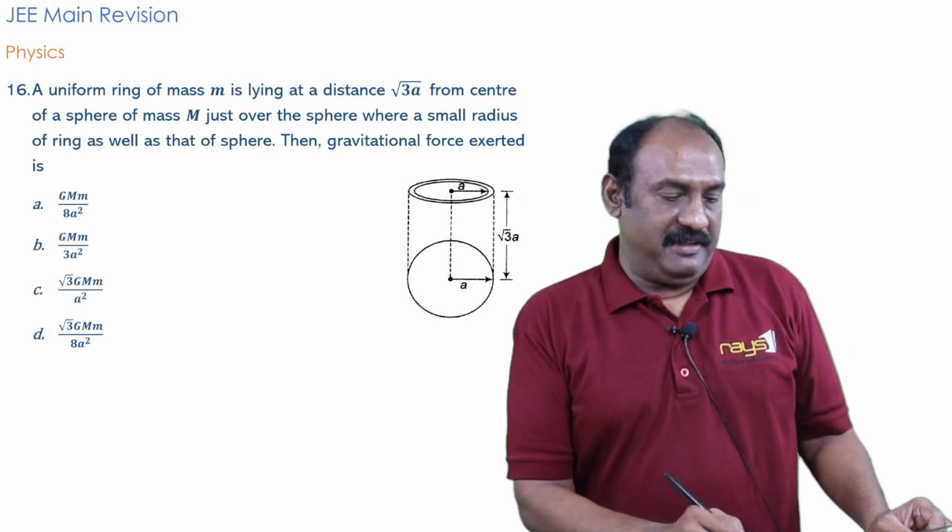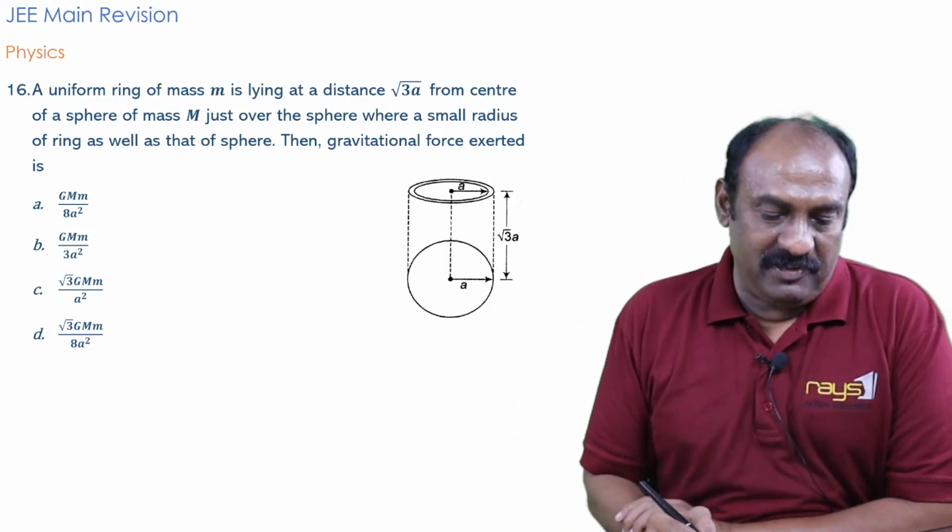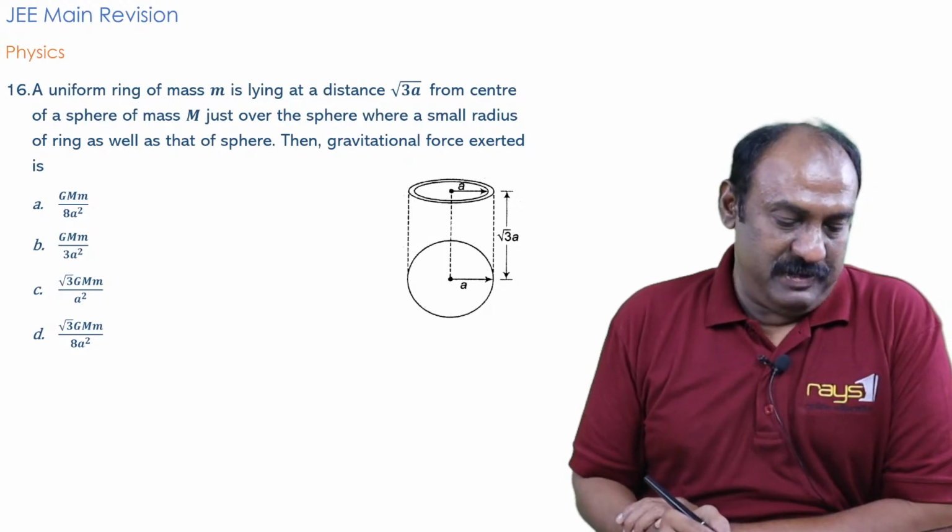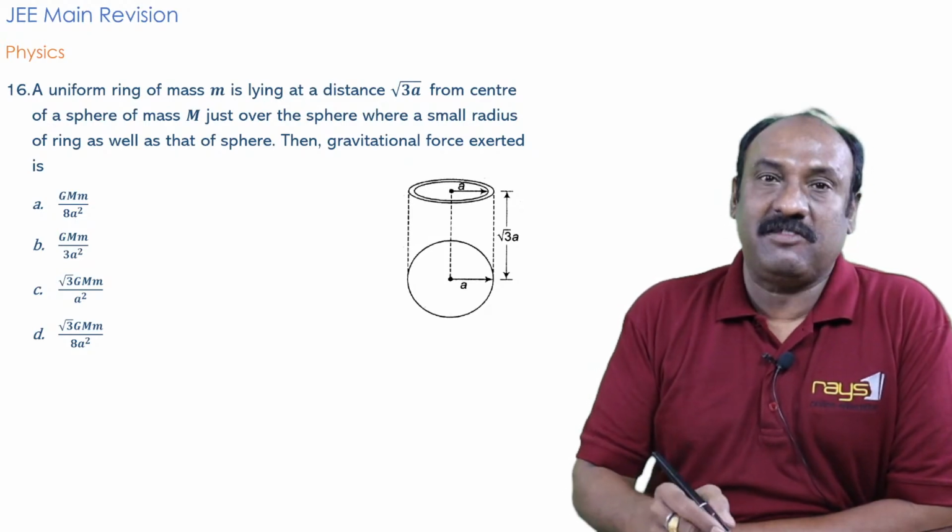Question number 16. A uniform circular ring of mass m lying at a distance root 3a from the center of the sphere of mass capital M, just over the sphere.